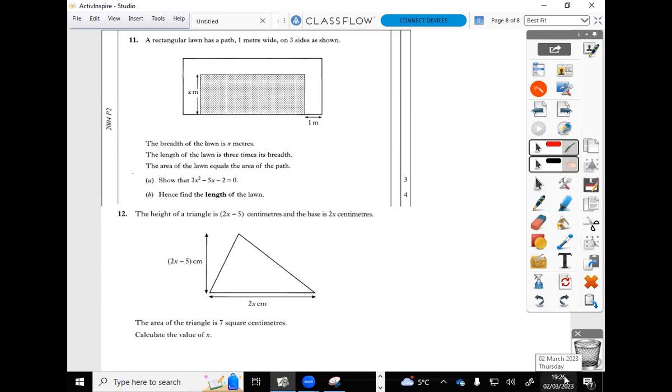We took 10 minutes for the last one, so we'll take up to 10.2. Come back together at 10.2. Have a wee go at that.